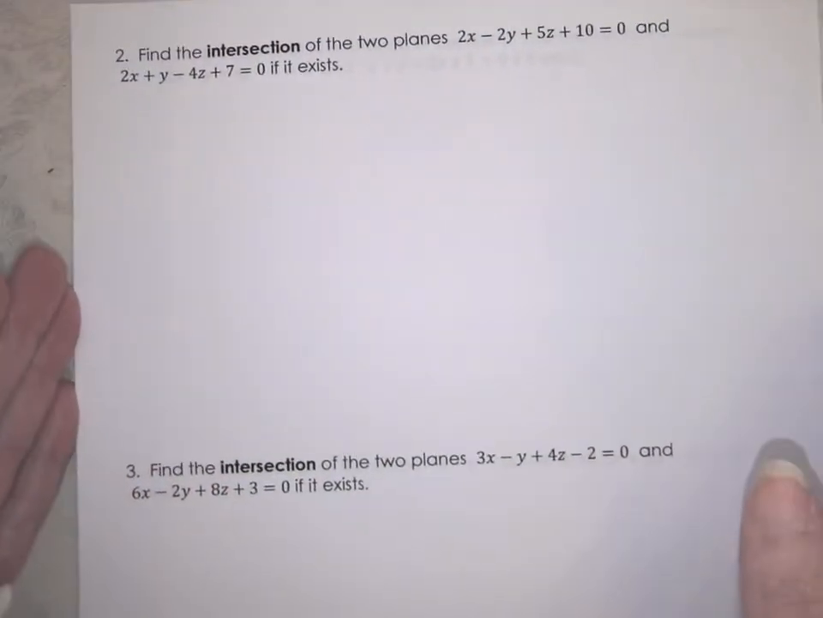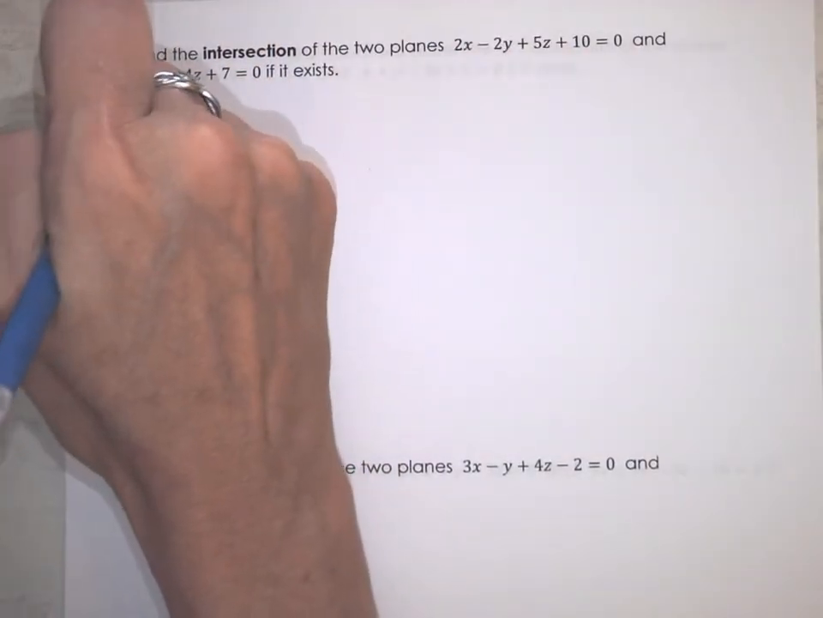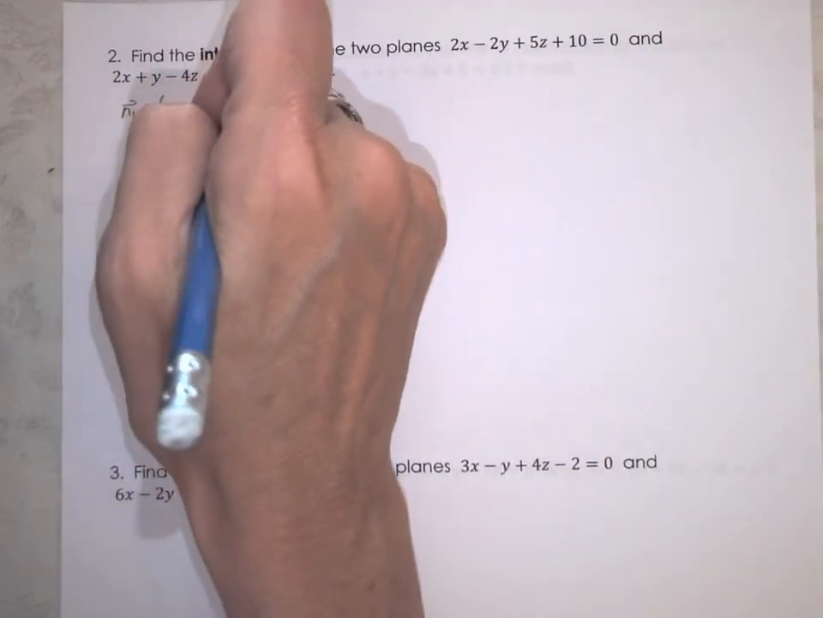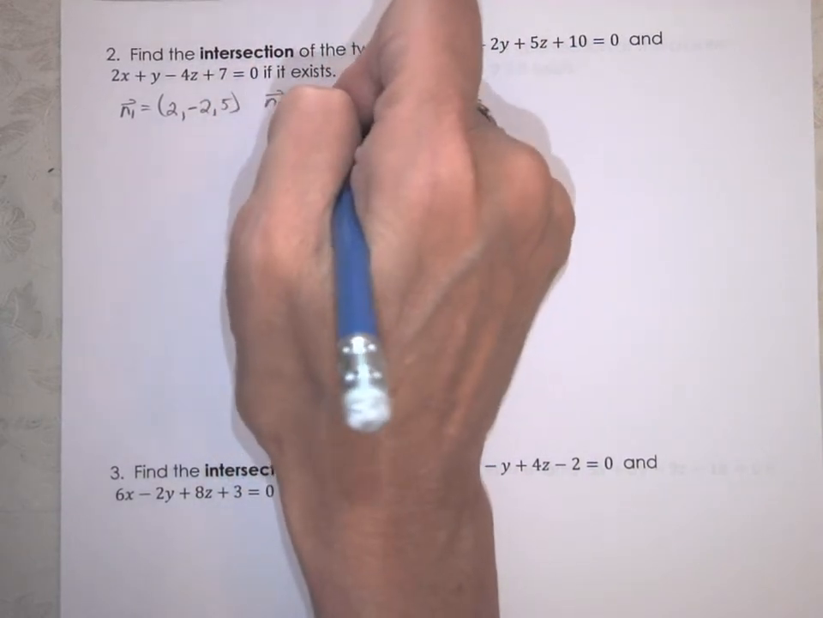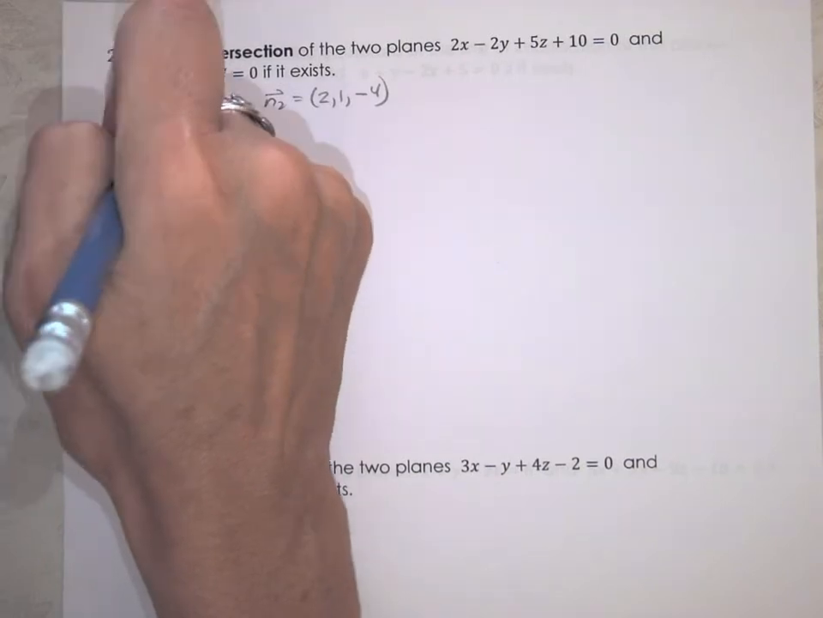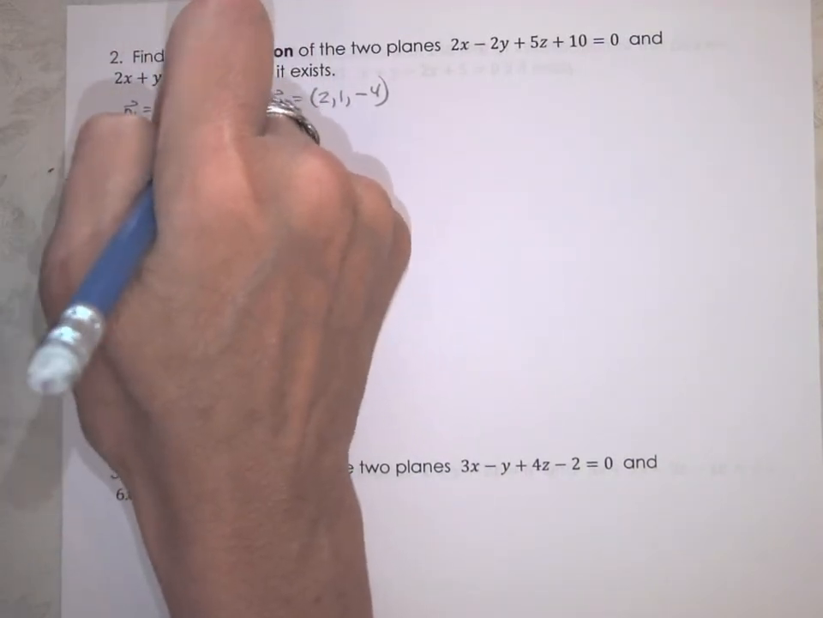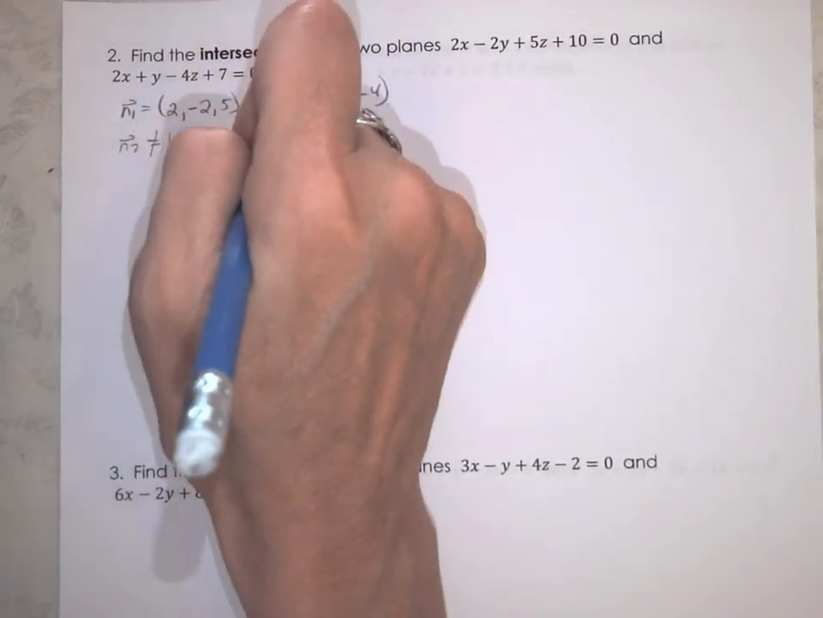Okay, question 2. Find the intersection of the two planes if it exists. So again, we're going to start off looking at our two normals. So the normal of this first plane is 2, -2, 5. And the normal of the second plane is 2, 1, -4. And I can already see they're not scalar multiples, so I'm going to say n2 is not equal to k n1. Therefore, we know there's a line of intersection.